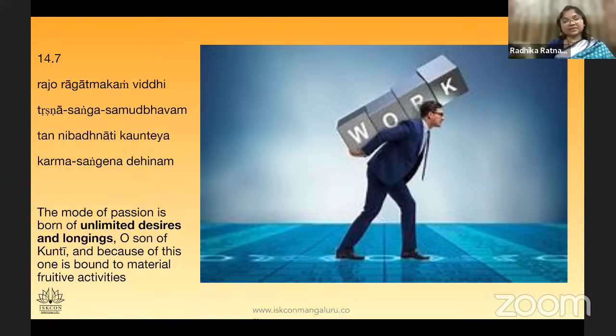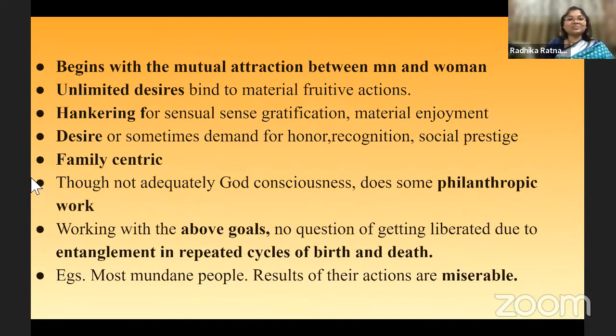Hare Krishna. So my house, my family, my, all those things, that is because of the material desires. So it begins with a mutual attraction between a man and woman. Unlimited desires bind to material fruitive actions: hankering for sense gratification, material enjoyment, demand for honor, recognition, and social prestige, family centric. Though not adequately God conscious, does some philanthropic work. Working with the above, no question of getting liberated due to entanglement, repeated cycle of birth and death. Example, most mundane people, result of their action are miserable.